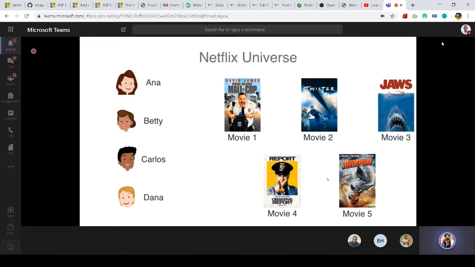So you might see a similarity in some of the movies, and you might feel that some of the movies are totally different. But for the sake of understanding, we are only keeping 5 movies here and 4 people. So A, B, C, and D are the only 4 people that are currently in the Netflix universe.